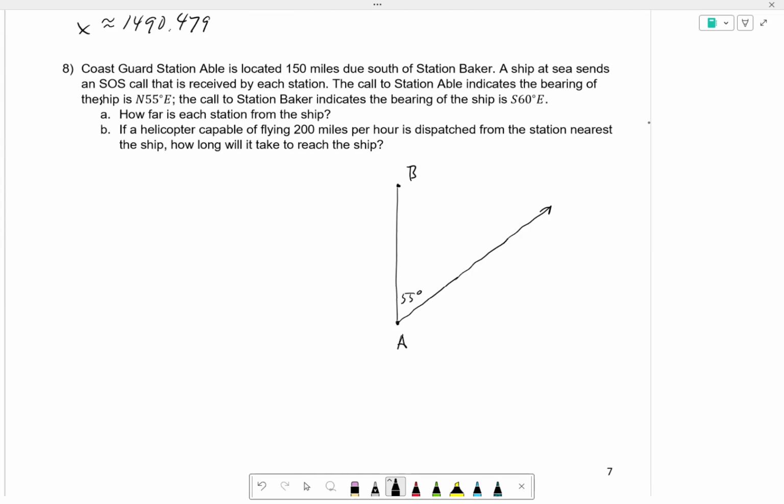And then from station Baker, the bearing of the ship is south 60 degrees east. So from south, we go 60 degrees east, equals X, so somewhere in this direction. So I think we found where the ship is. Okay, I'll give you time to work this whole thing out, A and B.